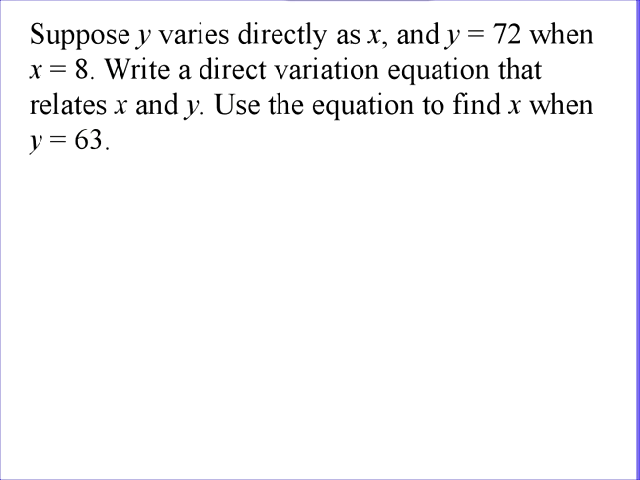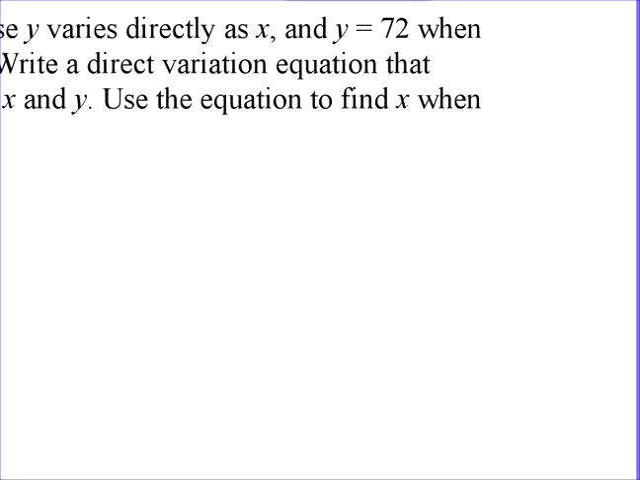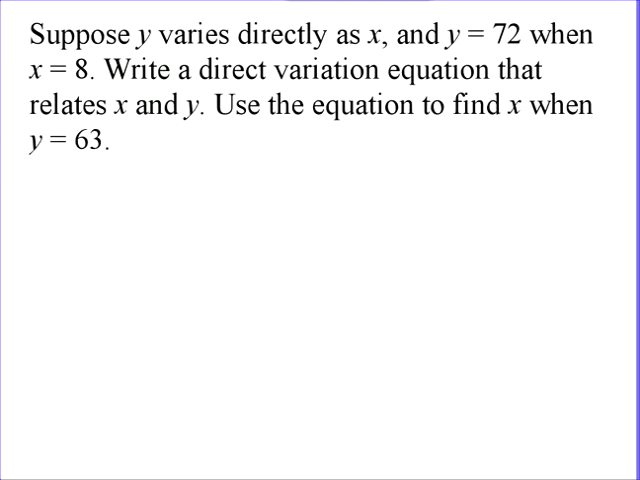Now let's look at this next problem. It says, suppose y varies directly as x. Whenever you see this statement, that means y equals k times x. They tell you that y equals 72 when x equals 8. Write a direct variation equation that relates x and y. Use the equation to find x when y equals 63. First, y varies directly as x gives us that equation.